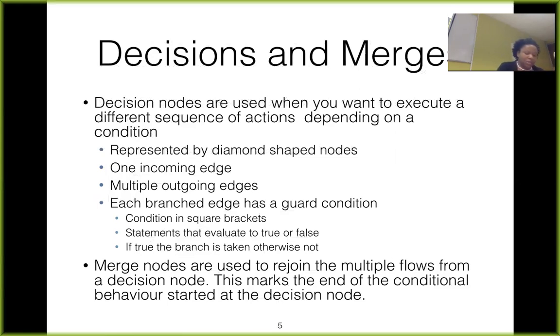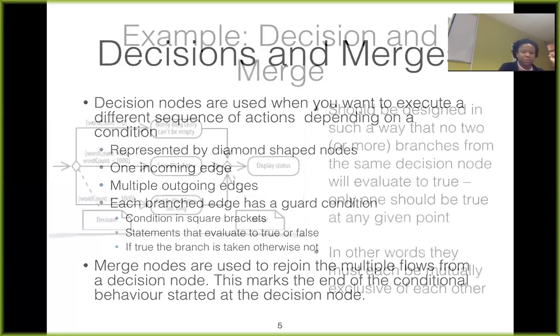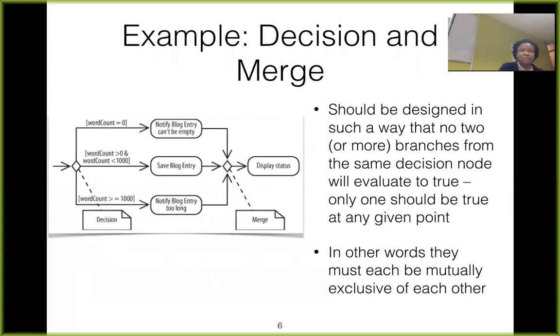The next thing that we want to talk about is the merge nodes. The merge node is also a diamond. But the merge nodes are used to rejoin the multiple flows from a decision node. This marks the end of the conditional behavior started at the decision node. That makes sense to everybody based on the example we saw? Right.